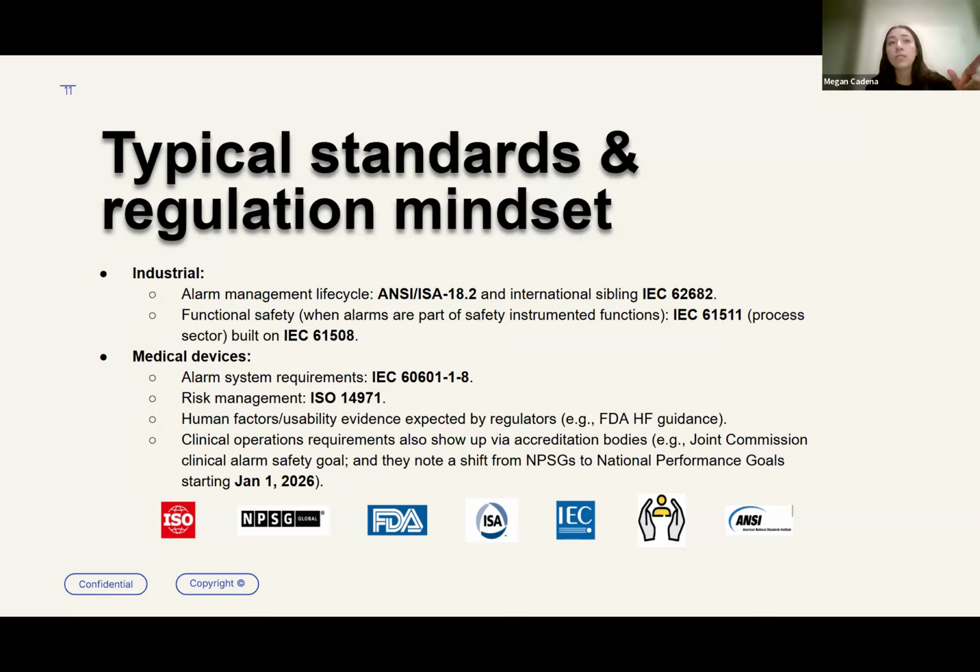60601-1-8, which is the alarm system requirements. This is important because it defines how medical device alarm systems need to behave, not just should behave. So think of it in the context of alarm priority levels, characteristics of the alarm, like audibility or visual signaling and what that should look like, consistency, recognizability across the devices, and even so, the requirements should aim to target alarm fatigue.